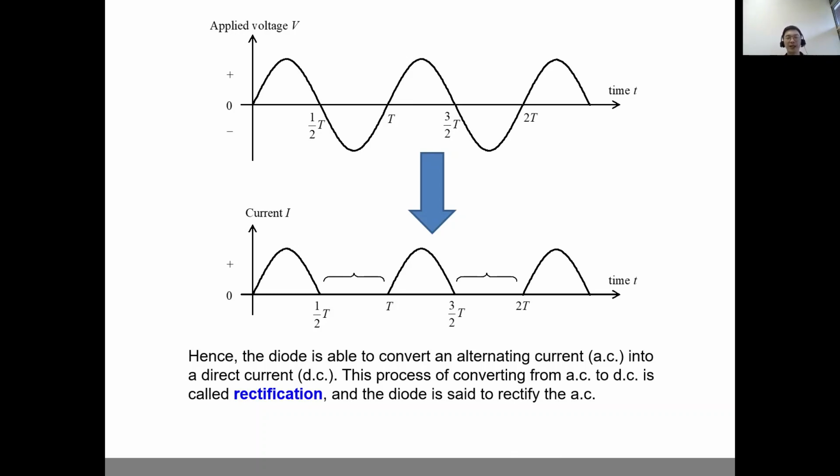This process of converting AC to DC is called rectification, and the diode is said to rectify the AC.